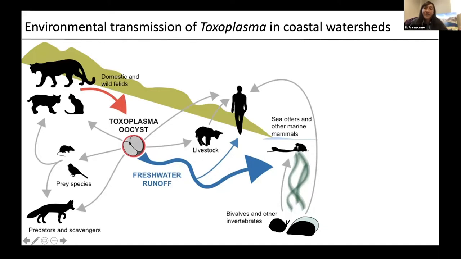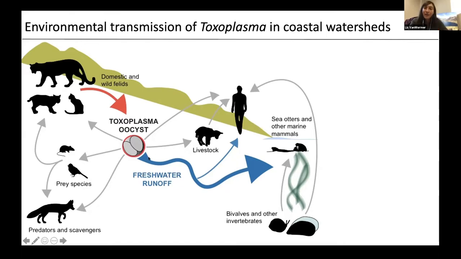When a cat is infected, they can shed up to hundreds of millions or even billions of these oocysts for a short period after infection. And because these oocysts are so incredibly durable, they can persist in the environment and accumulate. They can be taken up by prey species and go back to felids through that chain or to other predators and scavengers. They can be picked up by livestock that can then connect to people.